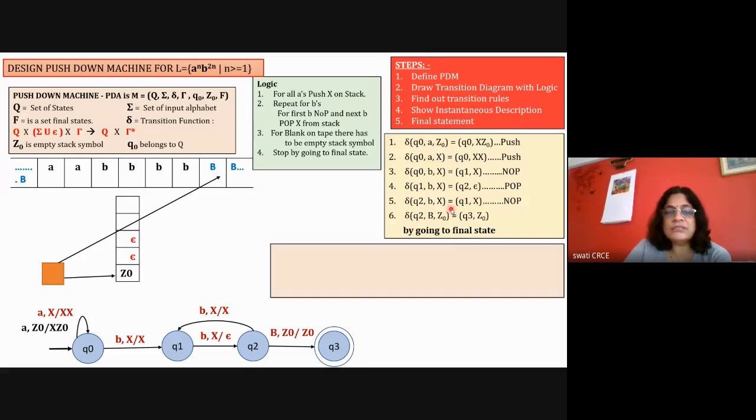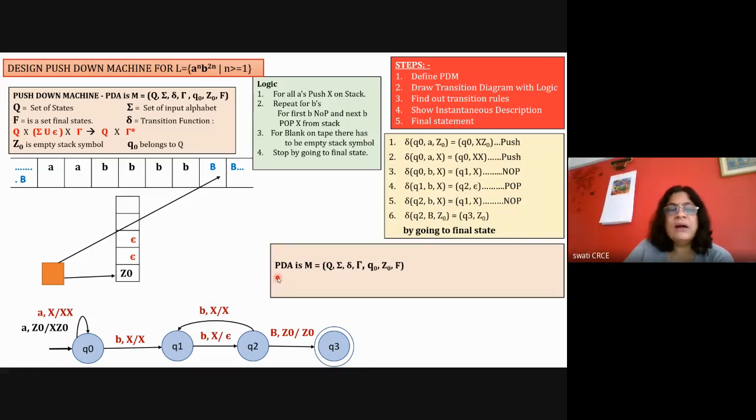And then the fourth step is to show the instantaneous description. Okay, I'm not showing the instantaneous description in this particular example. That I have done in the previous problem. Okay, I'll show you that also. Then the final step is to write down the final statement. Final statement means the final answer, where you need to write down the values of all the elements.